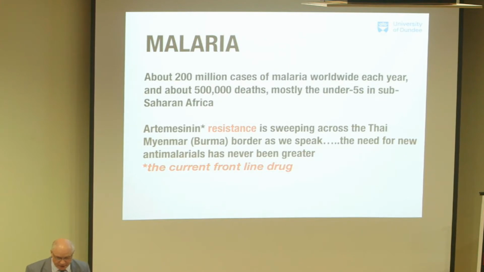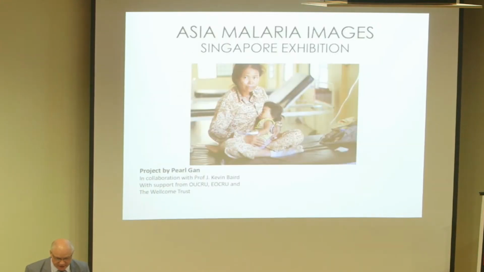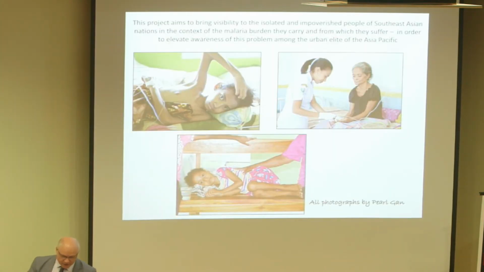Now, I'm pleased to give you a little respite and show you a few interesting slides. These are from Pearl Gan, who's in the audience, and she's been working with Kevin Baird at the Oxford University Clinical Research Unit in Ho Chi Minh City in Vietnam, and with the support of the Wellcome Trust. And she's been taking some wonderful photographs, which really, I think, show the impact and effects of malaria in parts of Southeast Asia. And these are just a few of her images.